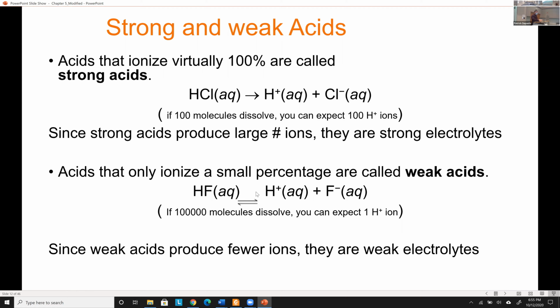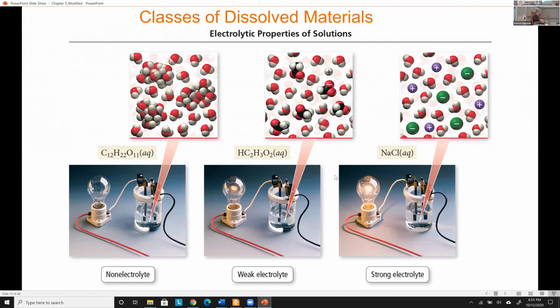The idea here is that the weaker the electrolyte, the less ionization it goes through, and the less conductivity it's going to have. So it's important to know. But the most important thing to know is to be able to classify strong, weak, and non-electrolytes. We went over strong, we went over weak, and we went over non already too.